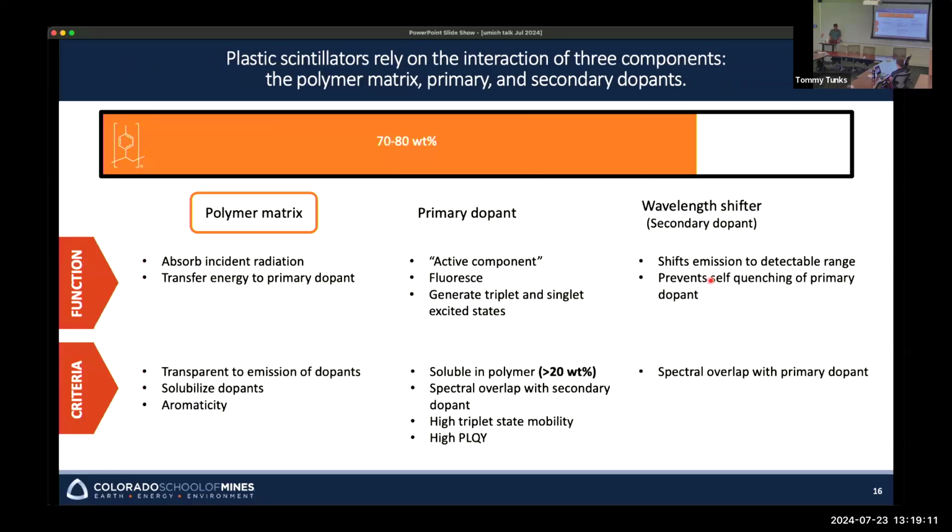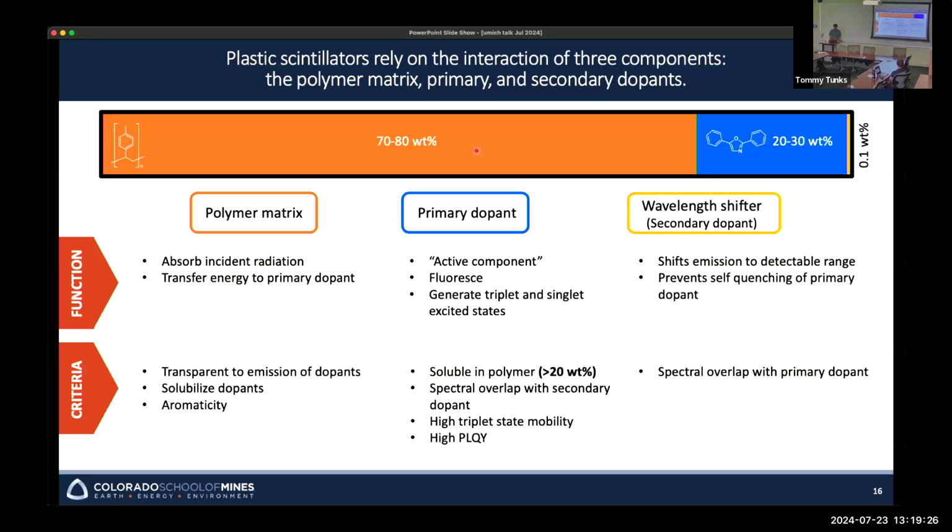So when going back to this matrix, you can see that upwards of 70 to 80% of this matrix is basically the commodity polystyrene-based materials. Another 20 to 30% is this primary dopant, and then all of that energy is then funneled down to something that's there at only 0.1%. So these are really efficient dopants that can absorb all that energy and emit. So it's pretty amazing.